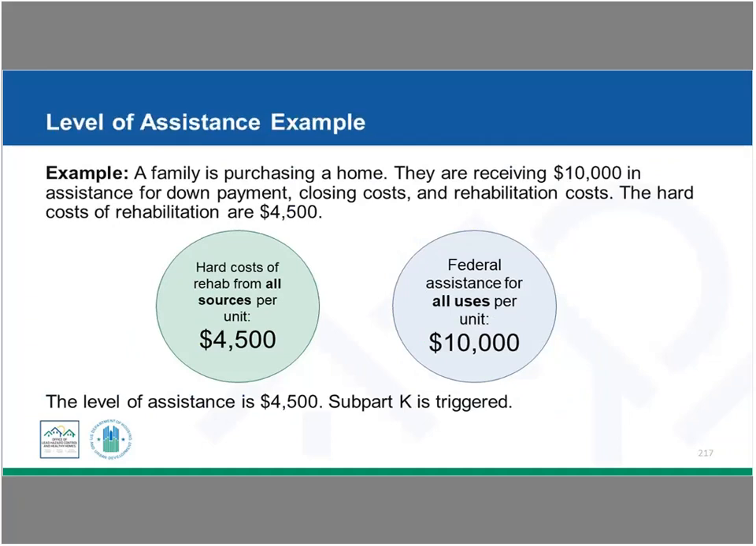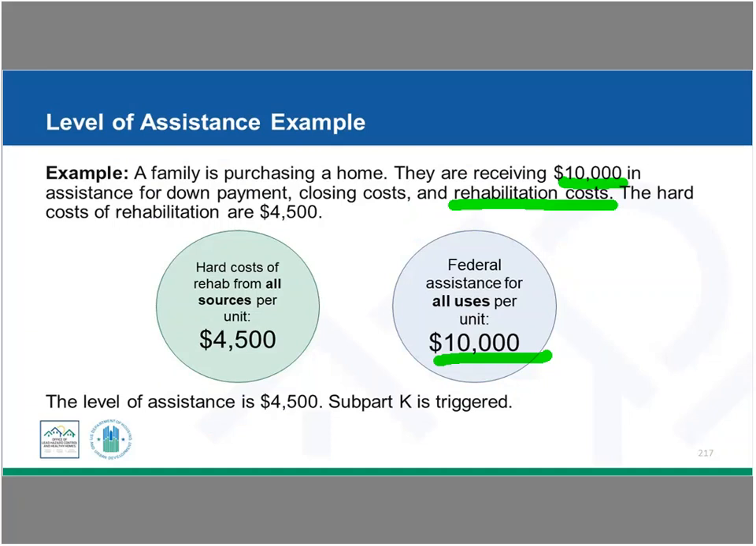So let's look at an example on this. In this case, we've got a family that's purchasing a home. They're receiving $10,000 in assistance for down payment, closing costs, and rehab costs. So we know with these two calculations, we're going to have to break out those rehab costs and back out of that any soft costs or lead hazard reduction costs that are part of that. The easy one to know here is we've got a total of $10,000. So that's our federal assistance for all uses on that.